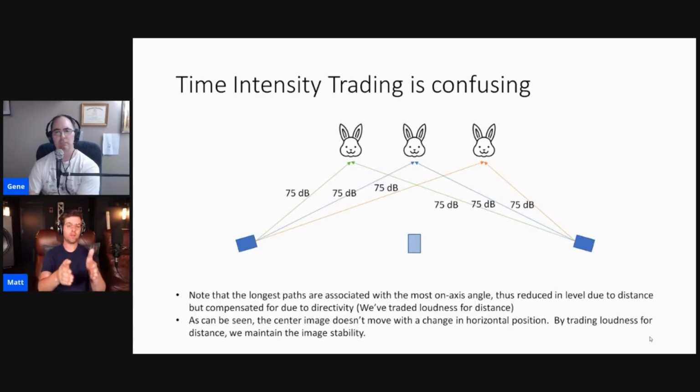The SPL level for the left and the right channel for all three of these bunnies is the same because of how they've been set up. And what that means is all three bunnies are hearing that center image, that phantom image, in the exact same location. So even though the longest paths are associated with the most on-axis angle, the reduced level due to distance is compensated for by the increased level from that directivity of being more on-axis. And so you can see the center image doesn't change with this.